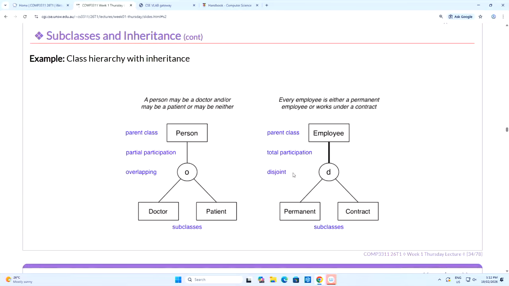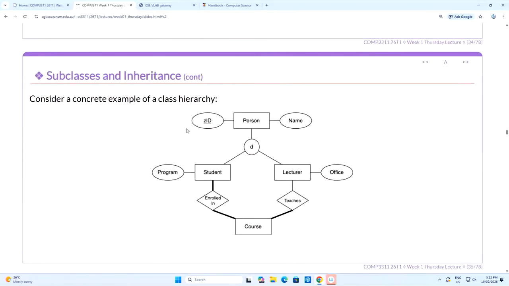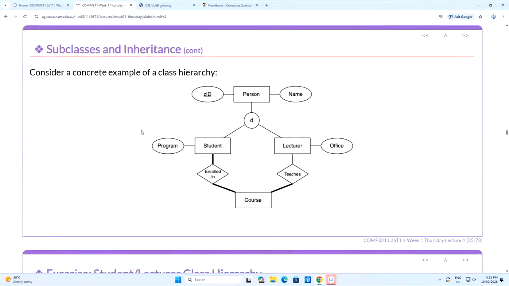And distinct here, so you put D here means that these two subclasses are disjoint. So you cannot be a permanent employee and at the same time be a contract employee. So basically it is forbidden in this company. And this is another example of subclasses and inheritance.